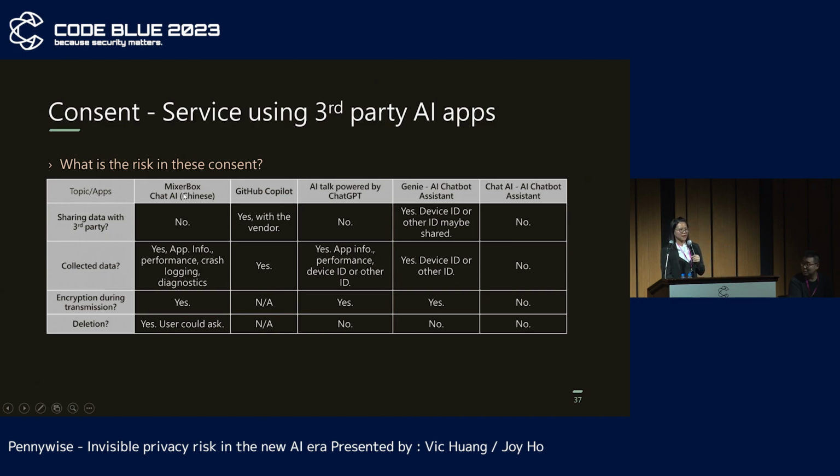Now we move to the apps, which use LLM models in their services. I show Mixerbox, GitHub Copilot. You can see 5 different apps that we organized here. And we answered the 4 questions here. We want to see if Mixerbox will share data with third party. It's a no.